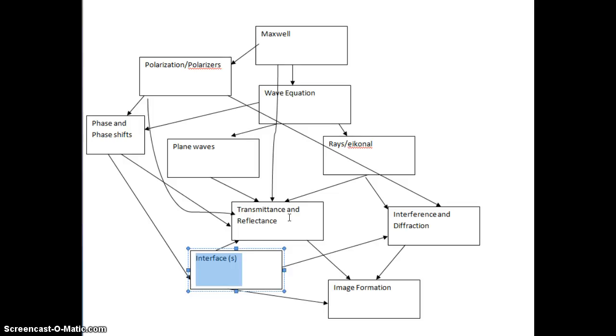I guess the interesting thing here, I don't do too many of these, but which is the most connected dot? I've got 1, 2, 3, 4, 5, 6, 7 of my dots fall into reflectance and transmittance. And technically, I guess we can make a case for what doesn't. Phase and phase shift? Well, okay, that does.